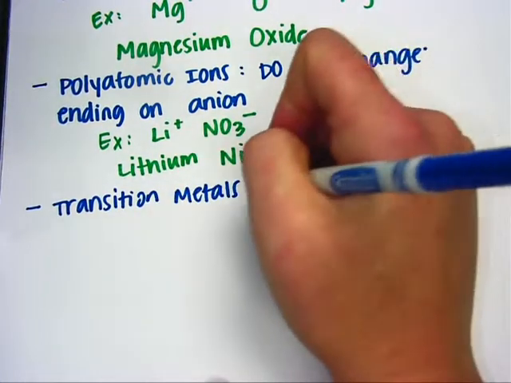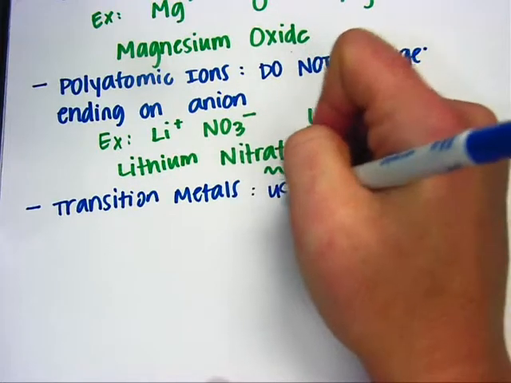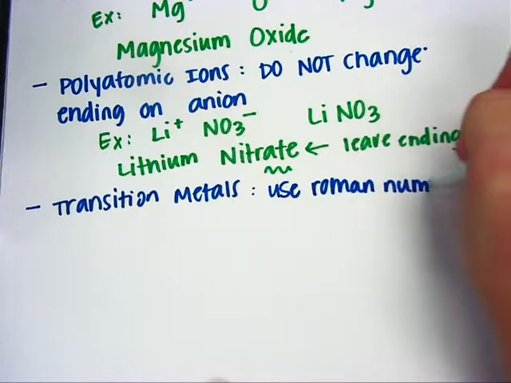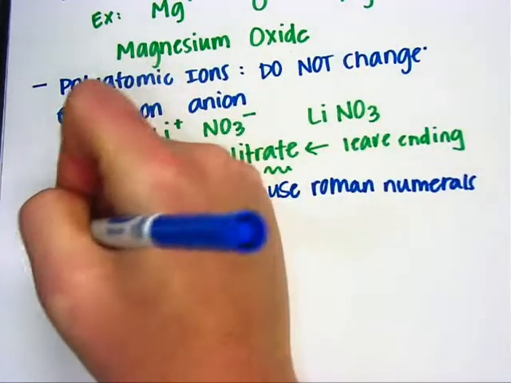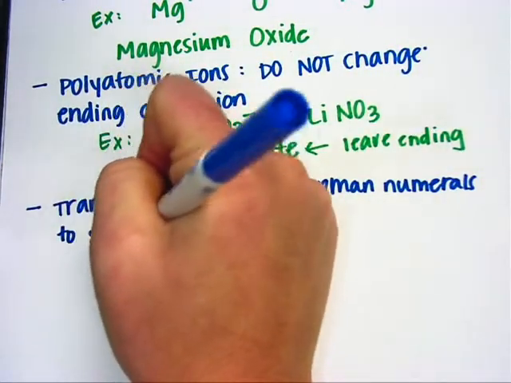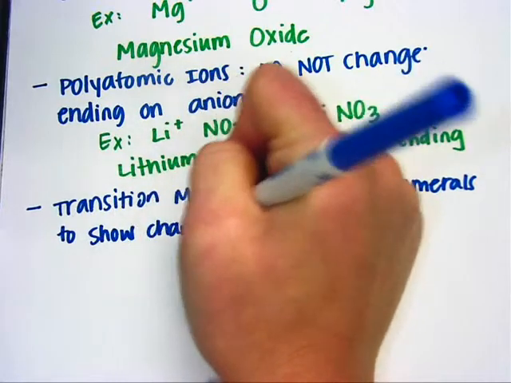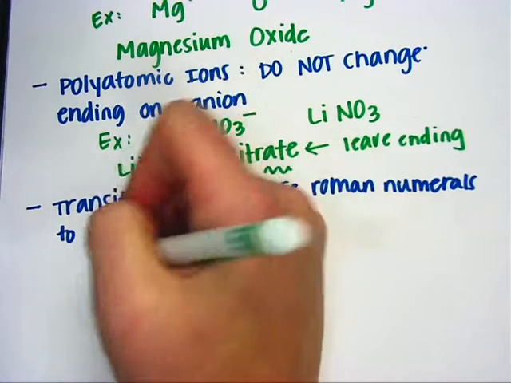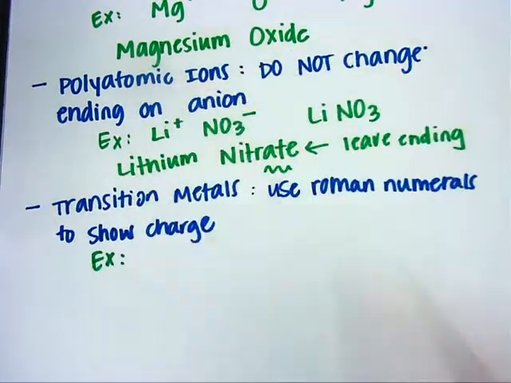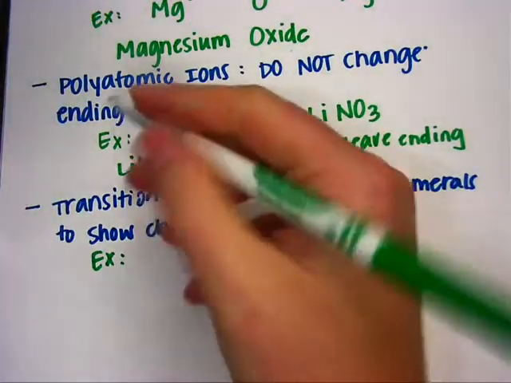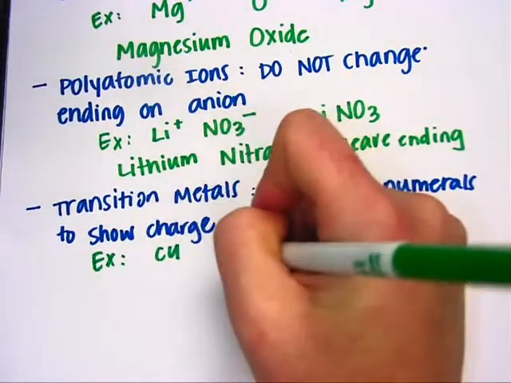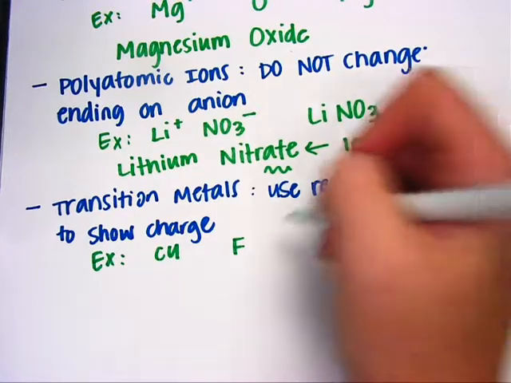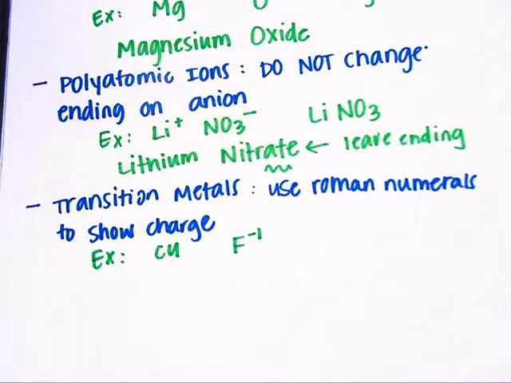And the way we do that is we use Roman numerals. So we're going to use Roman numerals to show the charge. So here's what I mean by that. Our example is going to be a bond between copper and fluorine. So copper and fluorine. If you look on the periodic table, fluorine's oxidation number is -1.